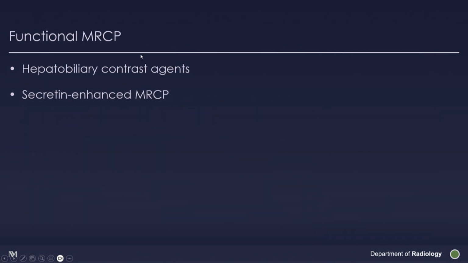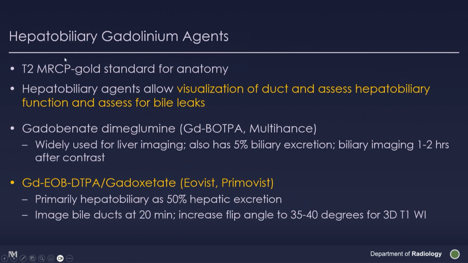Let's talk about functional MRCP. You've got hepatobiliary contrast agents and secretin. As I mentioned before, T2 is our go-to, but you can also use hepatobiliary agents. And again, classically, we use Gd-EOB because of the higher biliary excretion. We want to increase the flip angle to 35 or 40 degrees.